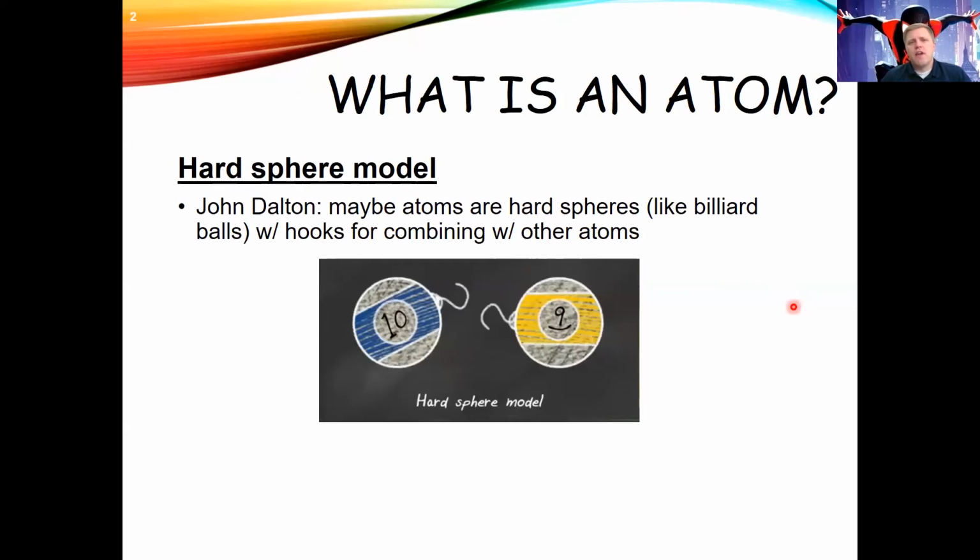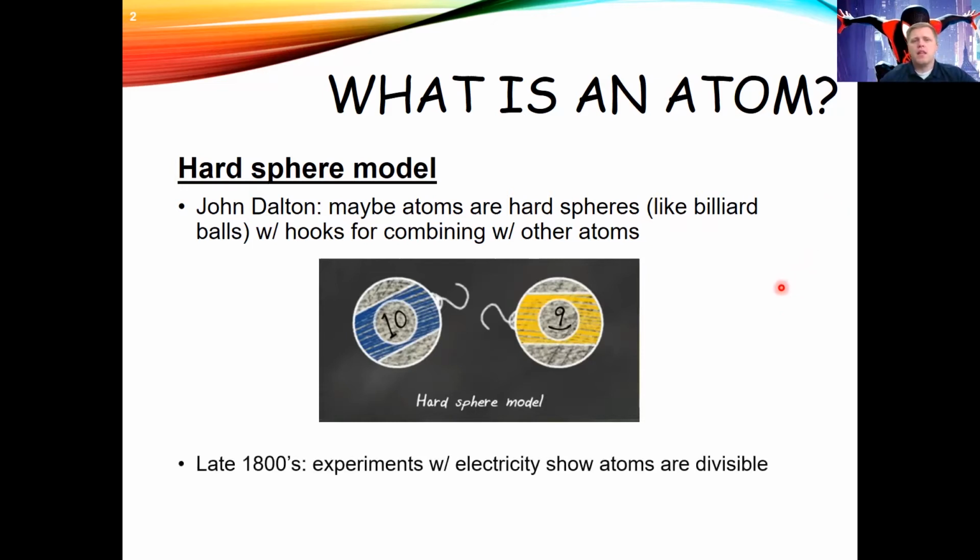He originally thought of atoms as maybe being like billiard balls or pool balls with little hooks on them. So they were like hard balls that didn't change shape, they're rigid, but they could also link to other balls and get stuck. But by the late 1800s and the early 1900s, as scientists experimented more and more with electricity, we found that this hard sphere model of atoms started to break down. And we started to find out that they are more and more divisible.